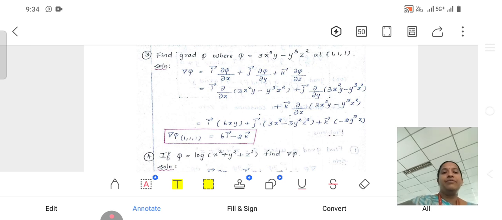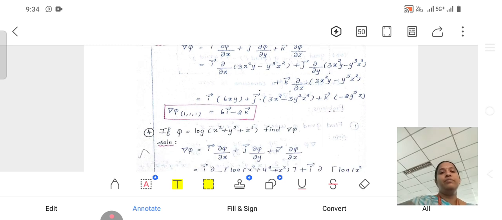First, differentiation with respect to x gives 6xy. Next with respect to y I will get 3x square minus 3y square z square. Then last one, you have to differentiate with respect to z. You will get minus 2y cube z. Next step is to replace all x, y, z by 1, 1, 1. So the answer is del phi equal to 6i minus 2k.